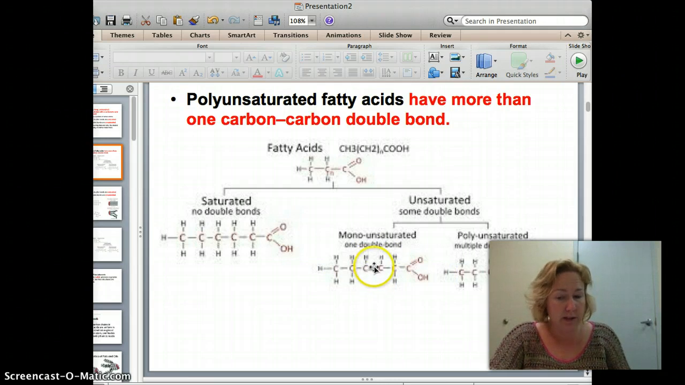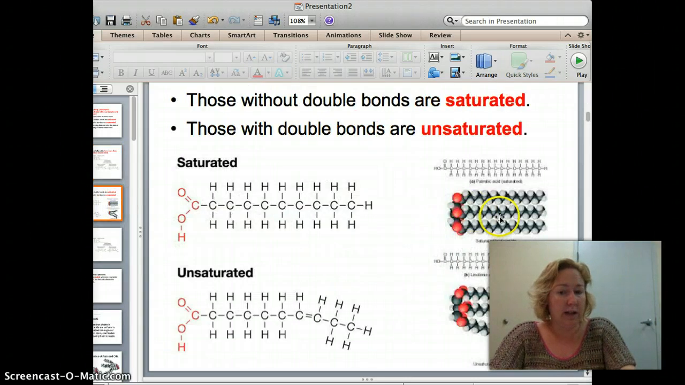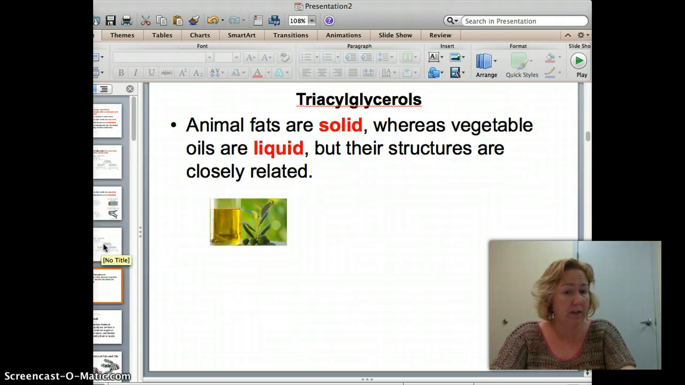It is monounsaturated because it only has one double bond. Polyunsaturated has two double bonds, or more than one double bond, and it does not have as many hydrogens as possible. So polyunsaturated have more than one. And they look like this. These that are saturated, they line up really nicely like this, and they are solids. These guys here are kinky, and because of these little kinks, they don't line up together, and they're usually liquids or oils. And that's what that looks like.